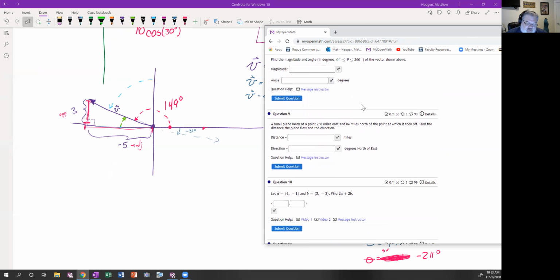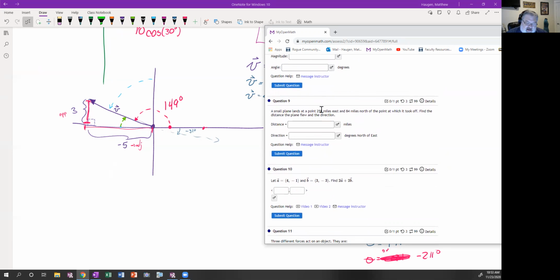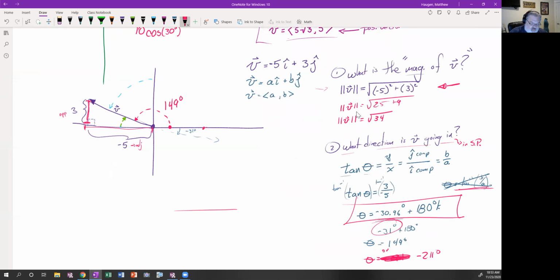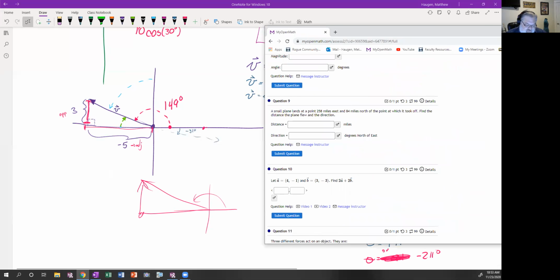What else do we got here? Small plane lands at a point this far east and that far north. So you're just turning it into a diagram. It's this far and this far. Okay, how far did it go? Well, what's its magnitude? What direction did it go? It's the same problem, just in terms of a particular metaphor.